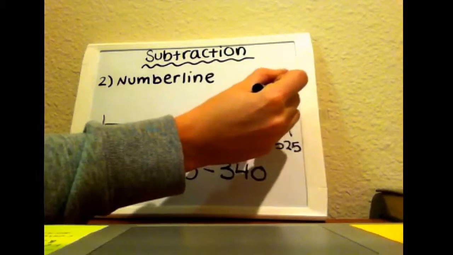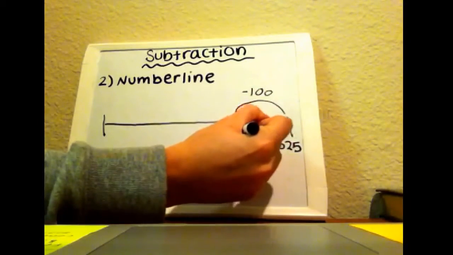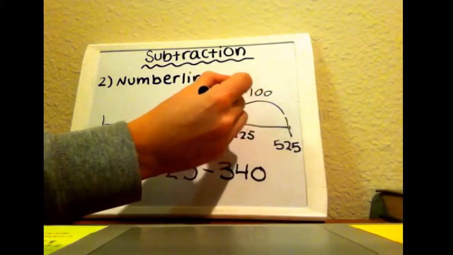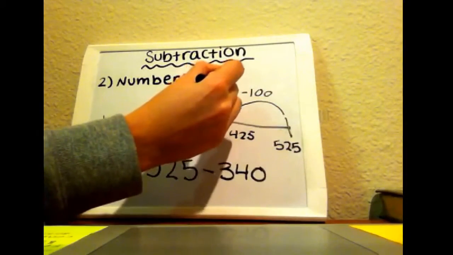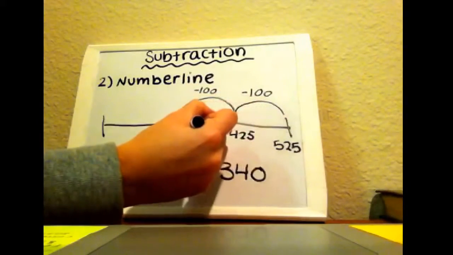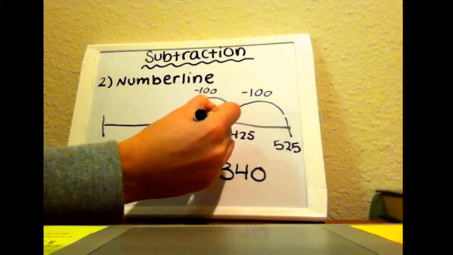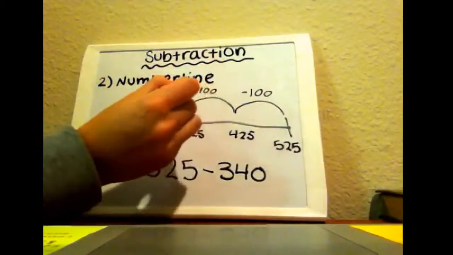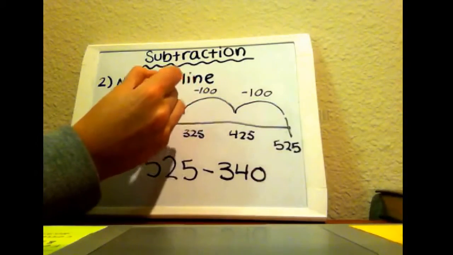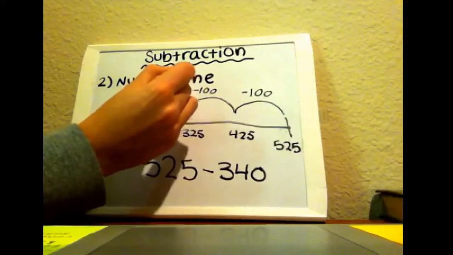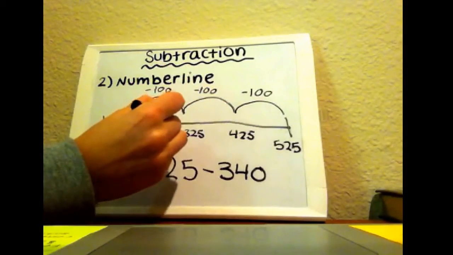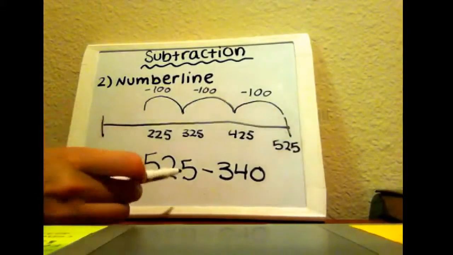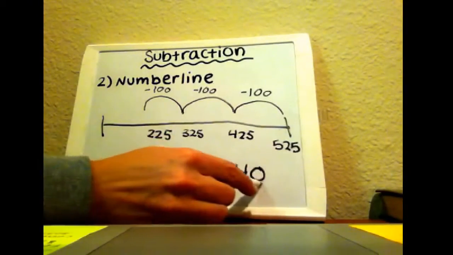So minus 100, that'll bring us to 425. We can take away another 100, which will bring us to 325. And then we can take yet another 100, which will take us to 225. Now we've taken away 300, which means we still have 40 left to take.